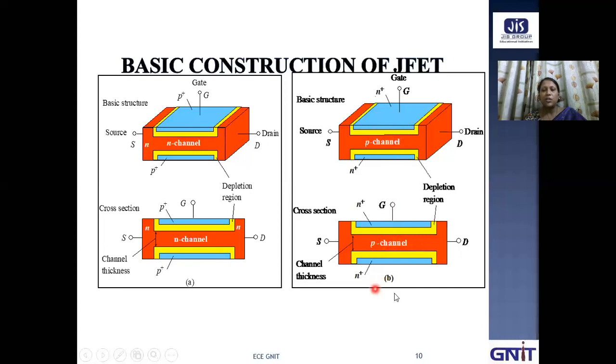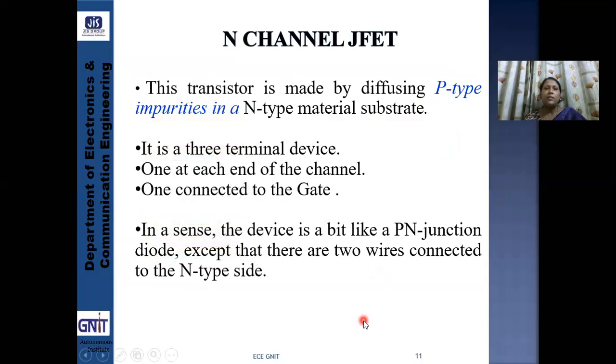This is the cross-sectional view. So moving to our next slide, this type of N-channel JFET is actually made by diffusing P-type impurities in an N-type material substrate. It is a 3-terminal device, one at each end of the channel, one connected to the gate. The device is obviously like a PN junction diode, and the most interesting thing is that source and drain can be interchanged.